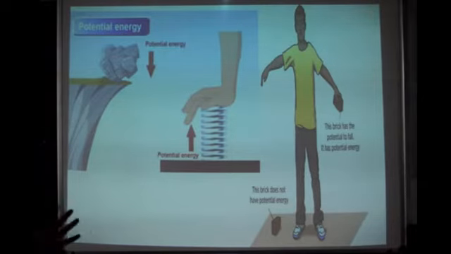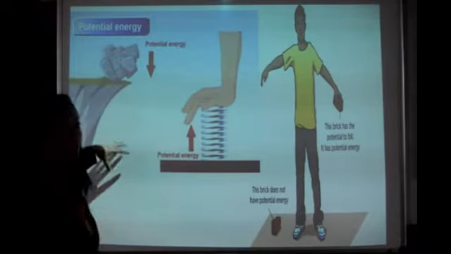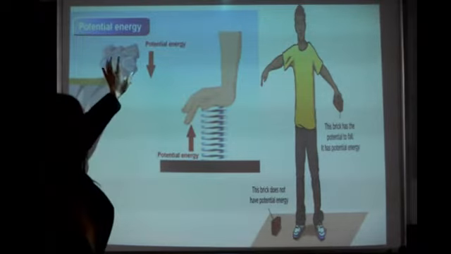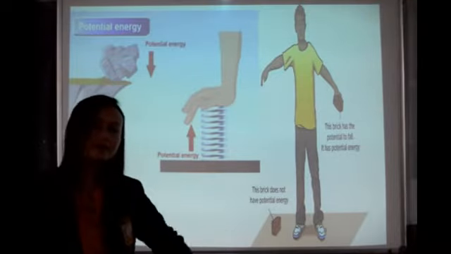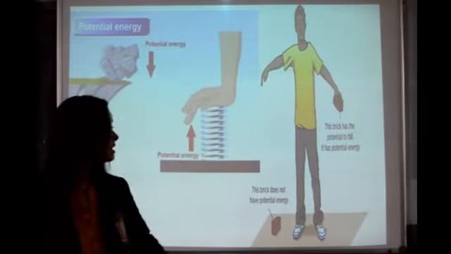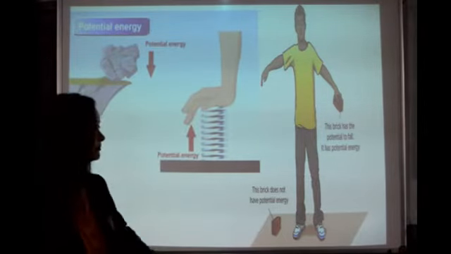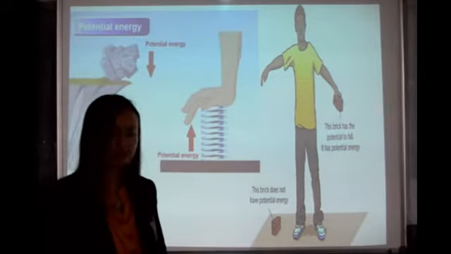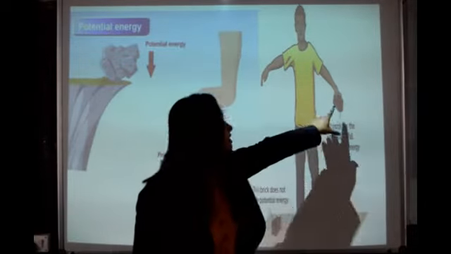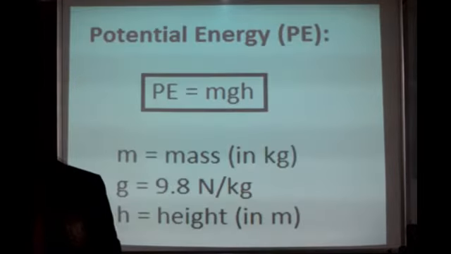Now these are further examples of potential energy. See, this rock is at a certain height from the ground, so it has potential energy. Even the spring, when you compress it up and down, has potential energy because it changes position. The brick which is on the ground does not have potential energy, but when you lift this brick to a certain height, it gains potential energy.